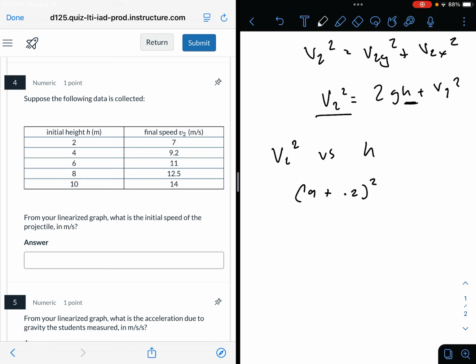So we would just square all the data, and to find the initial speed, when you graph your trend line, look at your y-intercept. When I plot all the data, I get this sort of trend line. So my y-intercept is v1 squared, and the slope is going to be 2g, and then I can solve for g. So yeah, thank you. Hopefully this made sense.